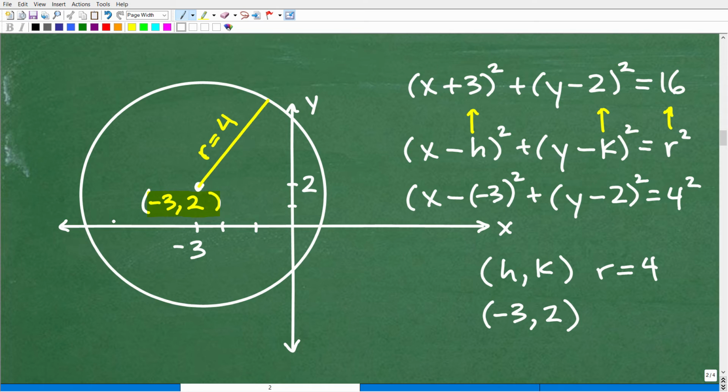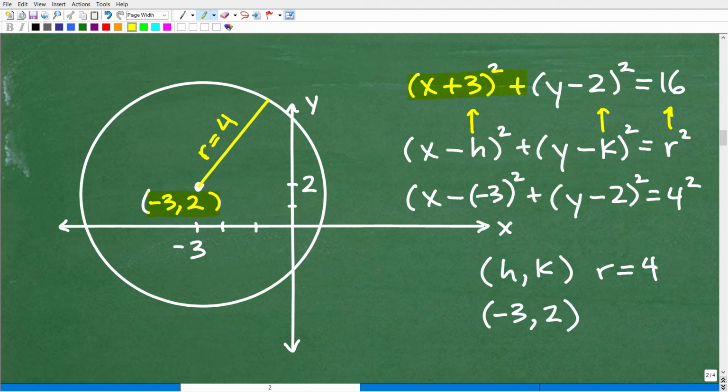But you do want to try to make your graphs as accurate as possible so your teacher can interpret that, and you have a sense of the scale of things that are going on. But let's take a look at this equation. Let's say I was given x plus 3 squared plus y minus 2 squared is equal to 16. Now, this is the graph of that, but let's say you were asked to graph this.